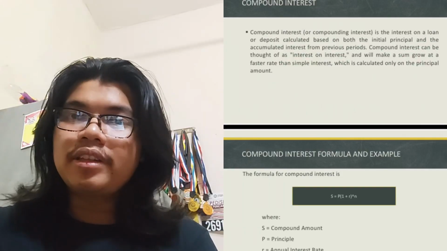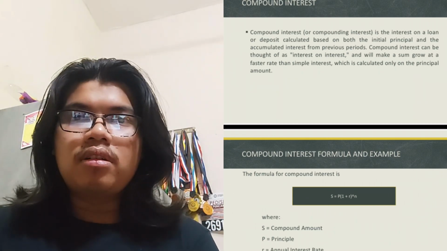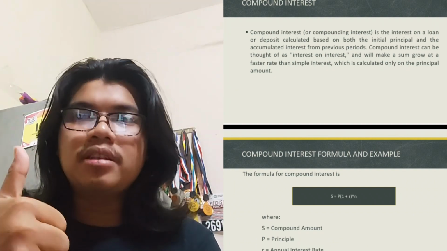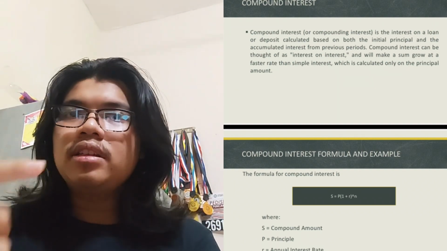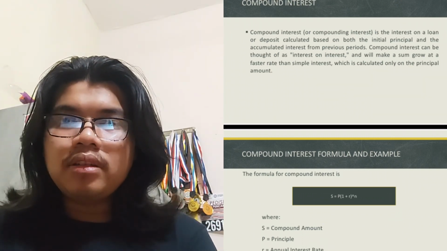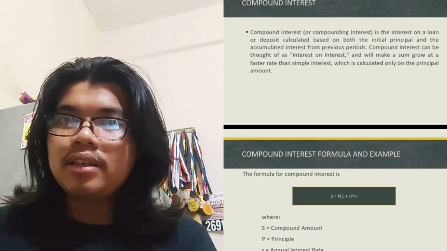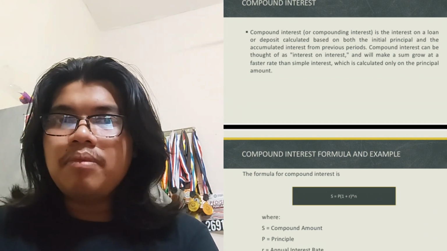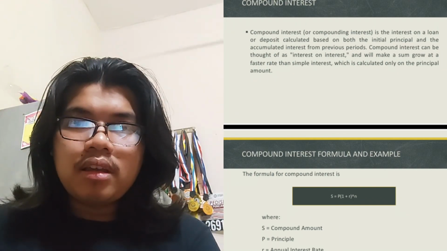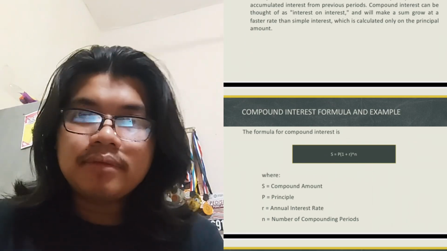Next is compound interest. Compound interest is the interest on a loan or deposit calculated based on both the initial principal and the accumulated interest from previous periods. Compound interest will make a sum grow at a faster rate than simple interest, because simple interest only calculates on the principal amount. The formula for compound interest can be seen in the slide.